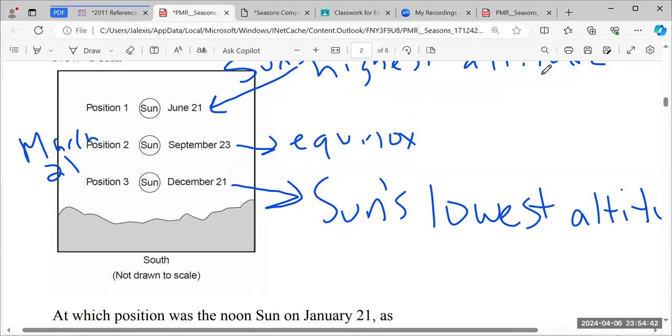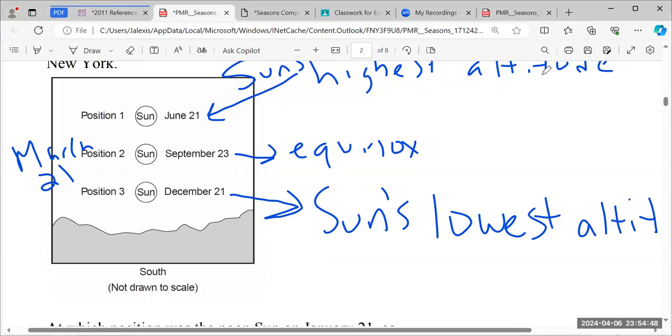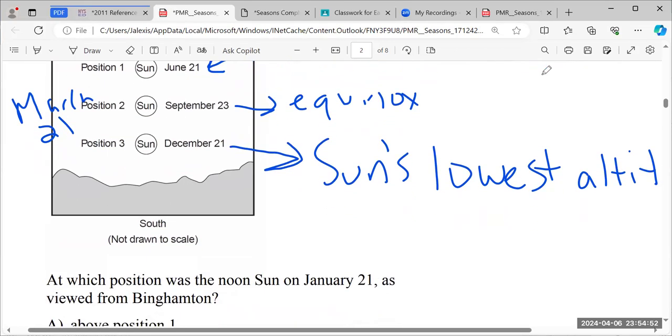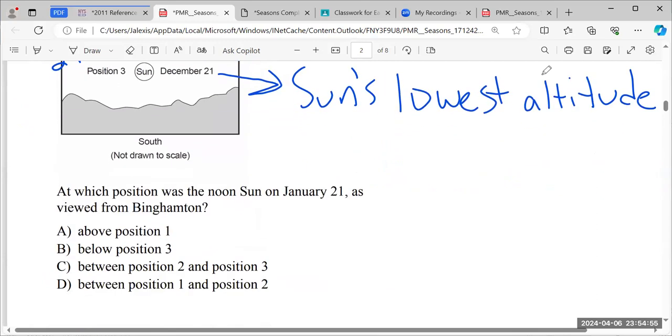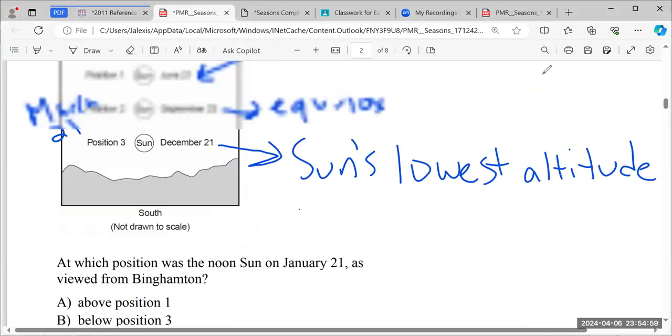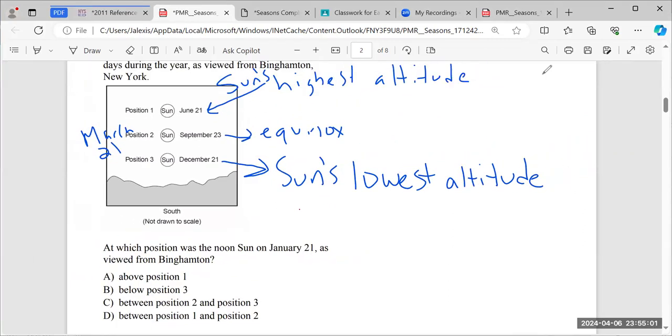Where's January 21st? Where is the sun going to be? Well, we just said the sun's highest altitude will be at position 1, and the sun's lowest altitude will be at position 3. So guess what we can cross out right off the bat? Of these choices, A and B. The sun will never be above position 1, and it will never be below position 3.